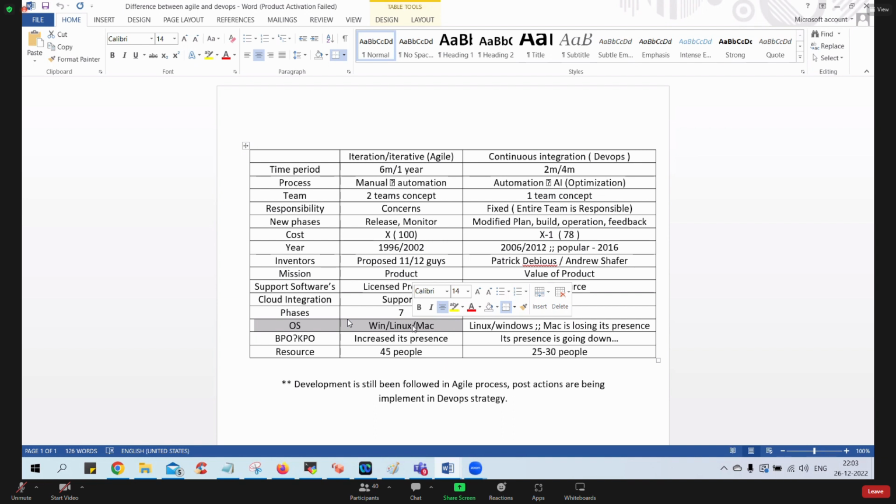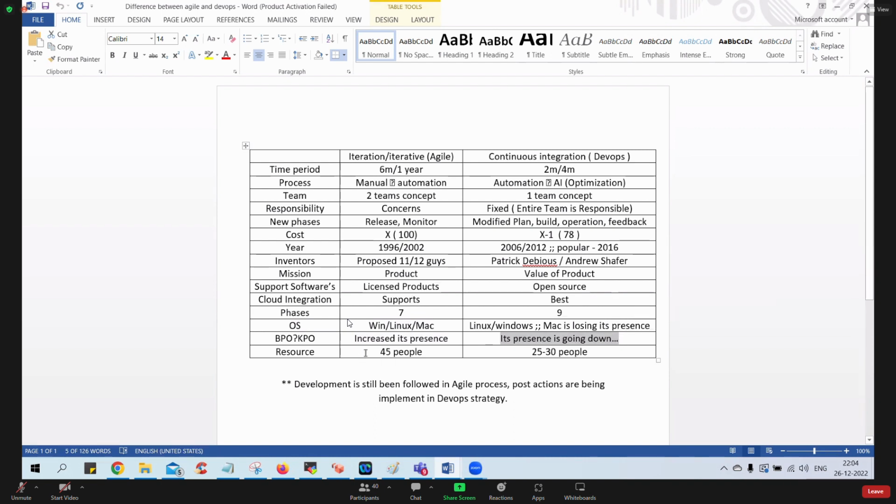So models are also creating some kind of events here. They are doing their work. In Agile, BPO and KPO increased a lot. Their presence has boomed like a boom. But in DevOps strategies, the presence is going down because escalation points have come down.